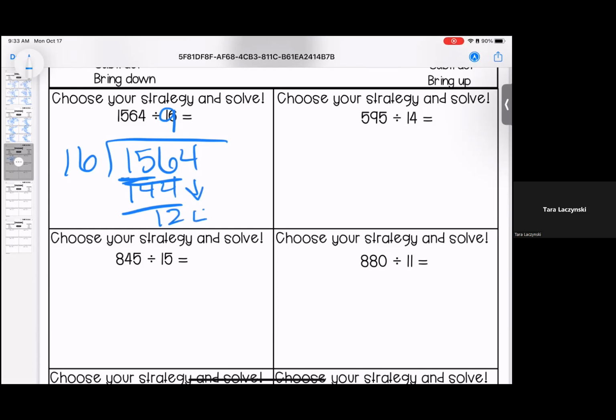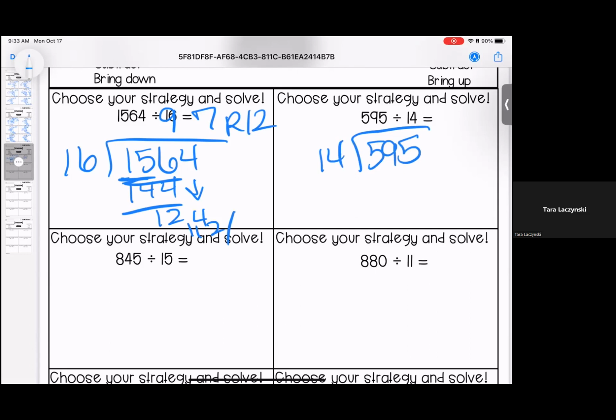I bring down my 4. 16 is going to go in, let's say 7 times, which gives us 112. And when we subtract here, we're left with a remainder of 12. 97, remainder of 12.